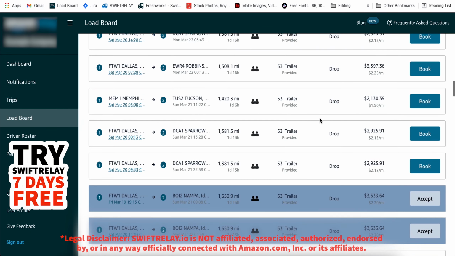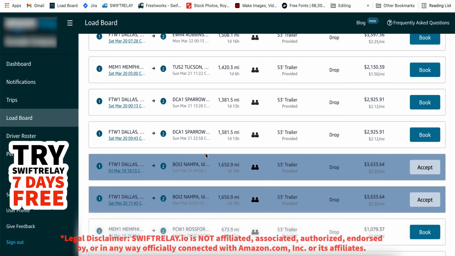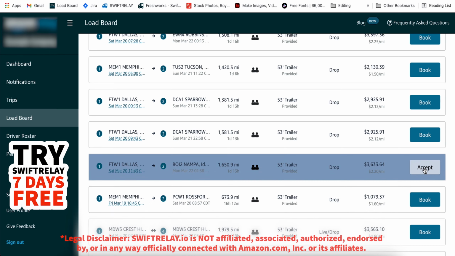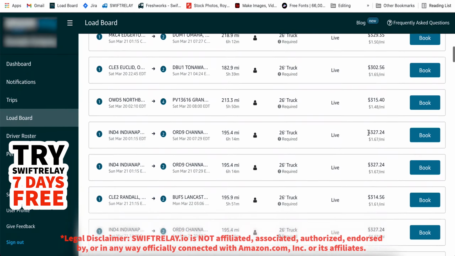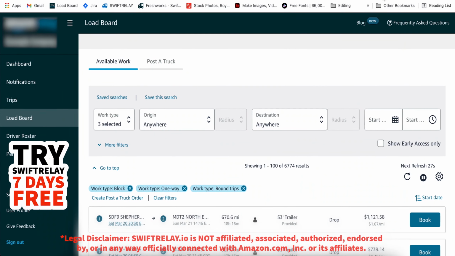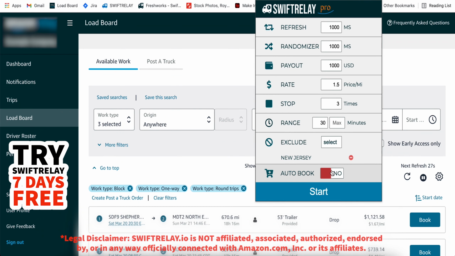But as you see, if I couldn't get that load, or if I didn't like that, SwiftRelay is still suggesting two other loads that are kind of close to what you're looking for. So if I couldn't get that one, I might still have a chance with this one or the next one. So this is when you use your SwiftRelay without the Autobooker on.